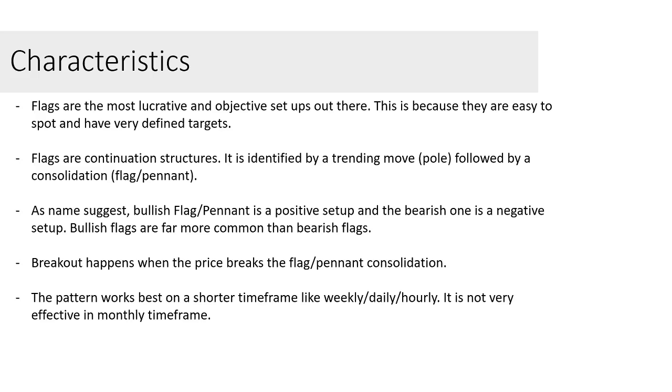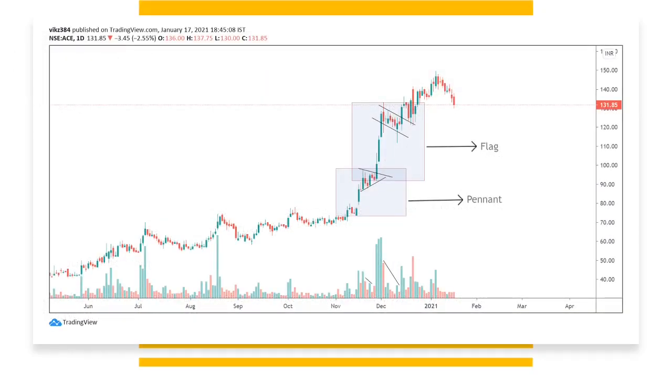Now bullish flags are positive setups and they form most of the time as compared to the bearish flags. Breakout happens when the price breaks the flag or the pennant. So in this structure, as you can see, this is the breakout candle. Breakout happens here. Similarly, this is the breakout candle and breakout happens here.